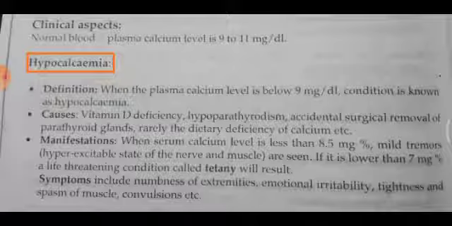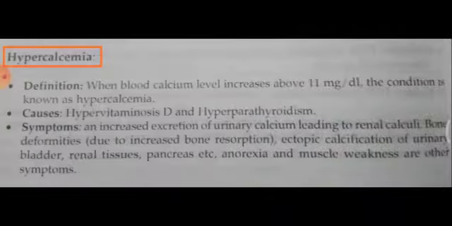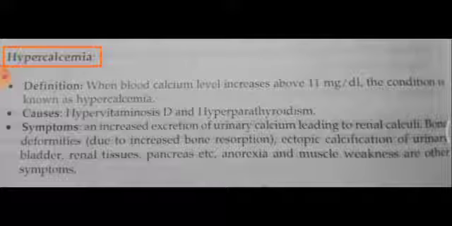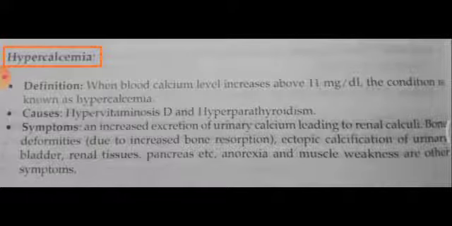Now hypocalcemia means a decreased calcium level in the blood. In the definition, you can see that the plasma calcium level is below 9 mg per deciliter. The symptoms include emotional irritability, tightness, spasm of the muscle, and convulsions. So this is the definition and symptoms; you can just go through it. And then hypercalcemia: normal is 9 to 11, and a calcium level of more than 11 mg per deciliter is called hypercalcemia. You can see the symptoms: renal calculi, bone deformities, ectopic calcification in renal tissues and urinary bladder, and anorexia are the conditions of hypercalcemia.